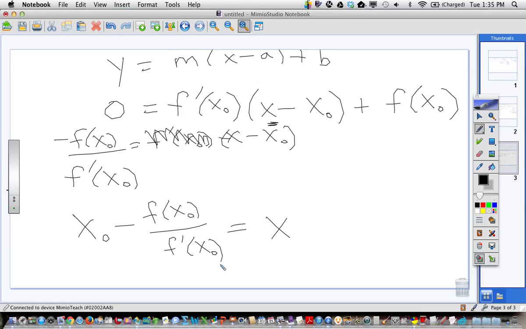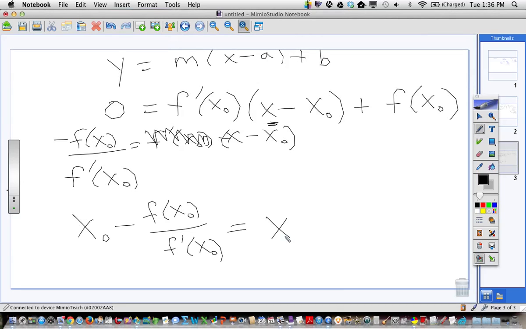Now remember what I said? Solving a linear equation is what? Subtracting and dividing, right? That's what we got here, right? Subtracting and dividing, okay? Dividing by the slope. Subtracting the b, dividing by the slope. So this is what we have.